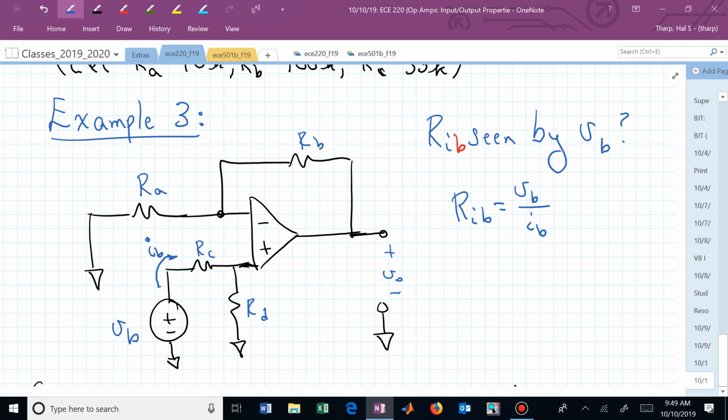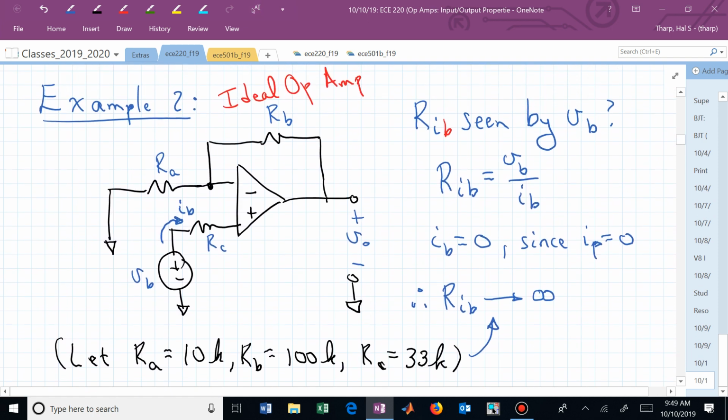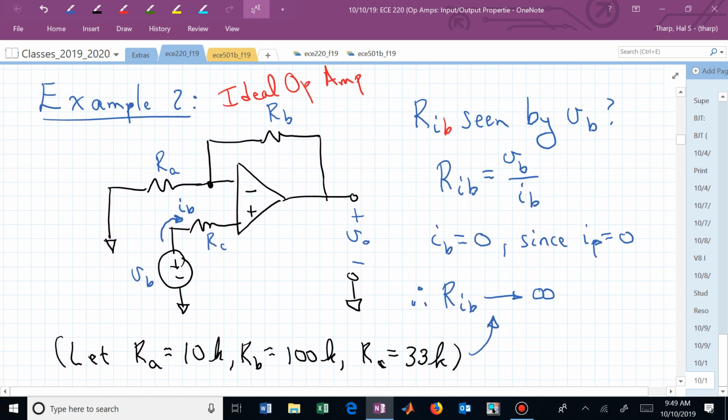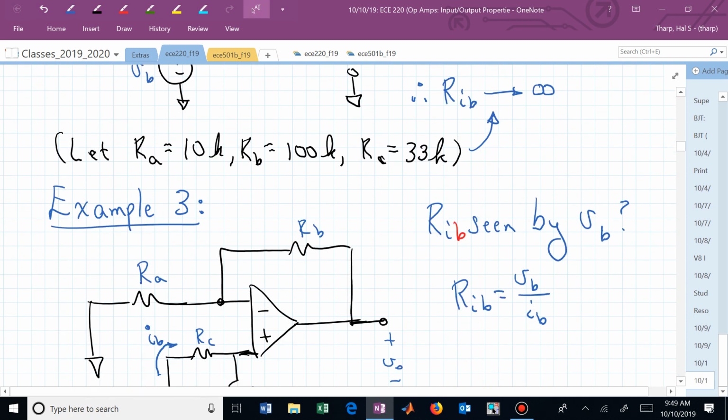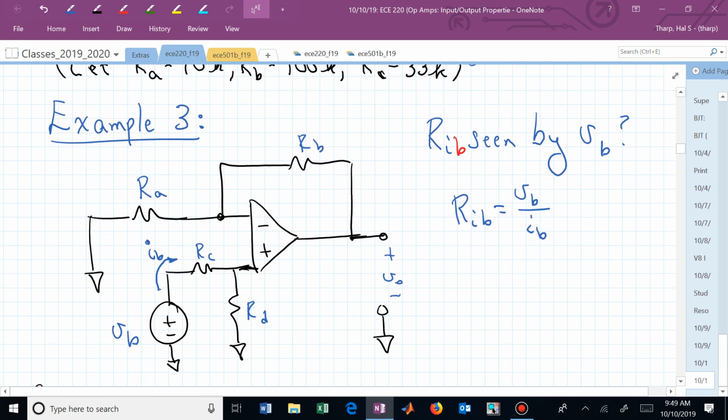Why did you put this example in? We just did it. Not quite. Do you see the difference? This is slightly different, and significantly different from example 2. Example 3 now has another resistor in between R sub C's right side and the non-inverting input pin of the op amp.